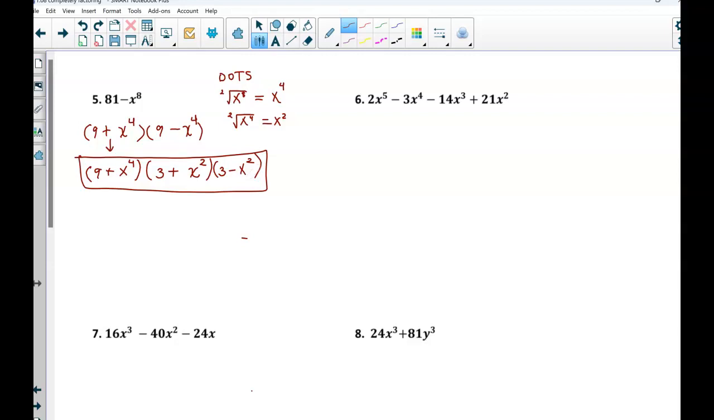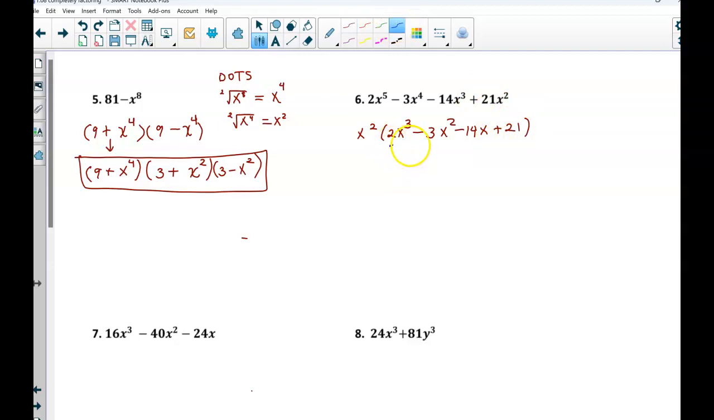Problem number 6. We have 4 terms, but remember, always look for the GCF first. Well, I don't have a common number, but I have a common variable. I have two x's in common to all, so I'm going to factor that out. 2x to the 5th divided by x squared is 2x cubed. Keep the base, subtract the exponents. 5 minus 2 is 3. Minus 3x to the 4th divided by x squared is minus 3x squared. Minus 14x cubed divided by x squared is minus 14x. 21x squared divided by x squared is positive 21.